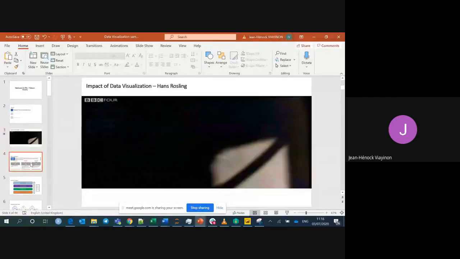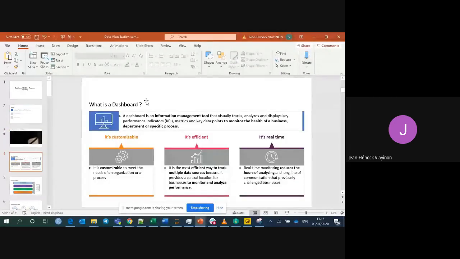So moving to the next session, what is actually a dashboard? A dashboard is an information management tool that visually tracks, analyzes, and displays key performance indicators, metrics, and key data points to monitor the health of a business, a department, or a specific process. Yes, so it's customizable to meet the needs of an organization or a process.